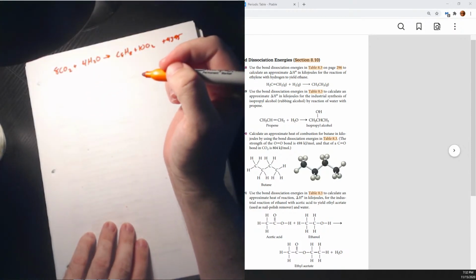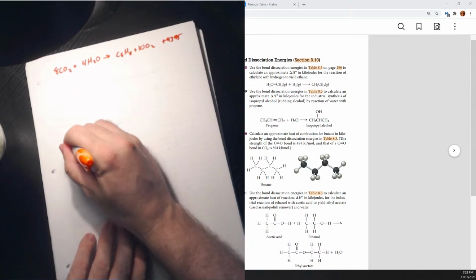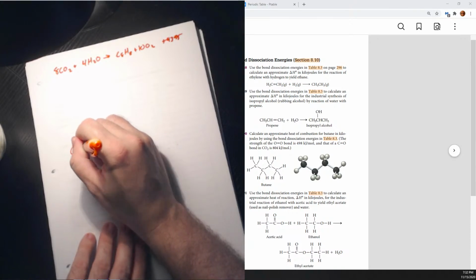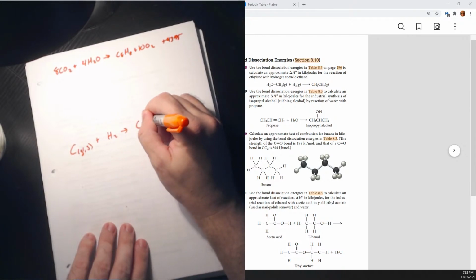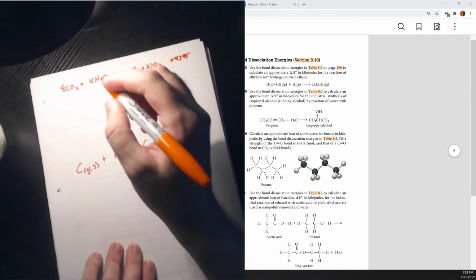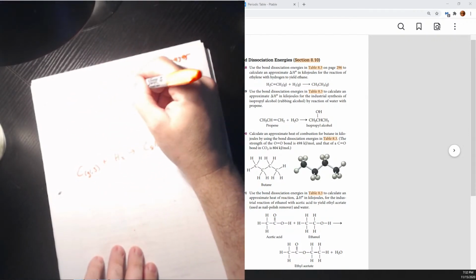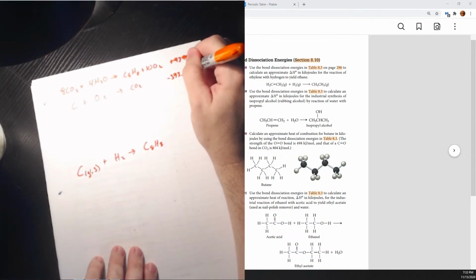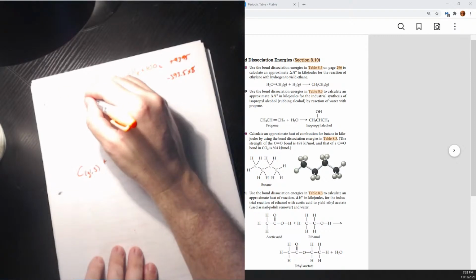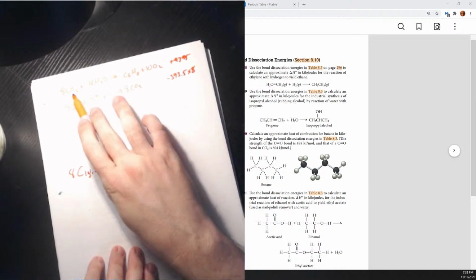So the regular formula, so C, graphite, plus H2 yields C8H8. So let's see, to make CO2, we're doing C plus O2 yields CO2. Enthalpy of formation for that is negative 393.5, but we're going to need to multiply this by 8, because we're canceling out the CO2, and 4.